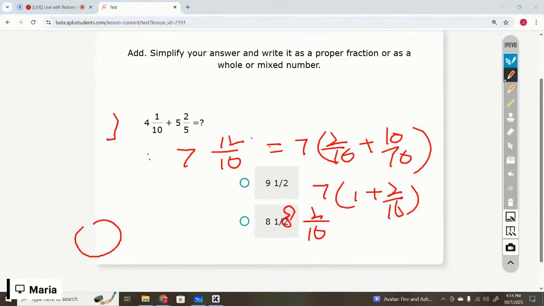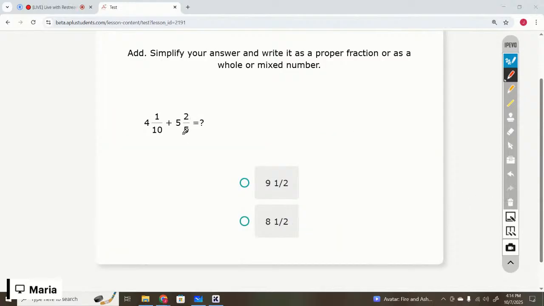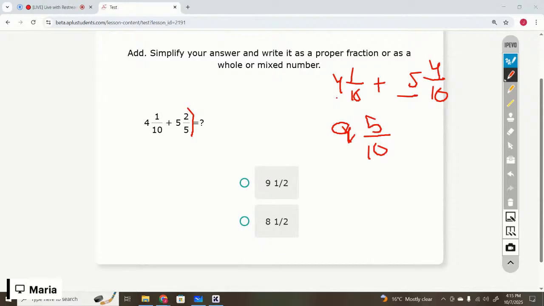Okay, let's just do the one we are on right now. 4 whole 1 by 10 plus 5 whole 2 by 10. We need to make the denominator the same. So multiply the fractional part by 2, because 5 times 2 is that. So 4 whole 1 over 10 plus 5 whole 4 over 10. Now you can add the fractional parts. 5 plus 4 is 9, and 4 plus 1 is 5 over 10.